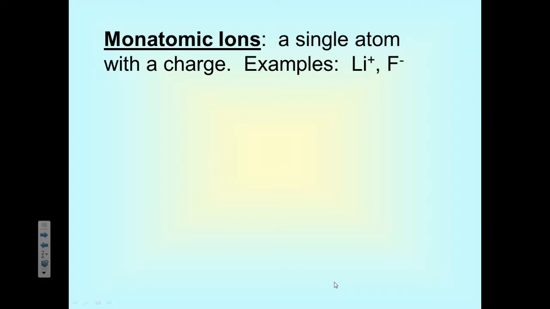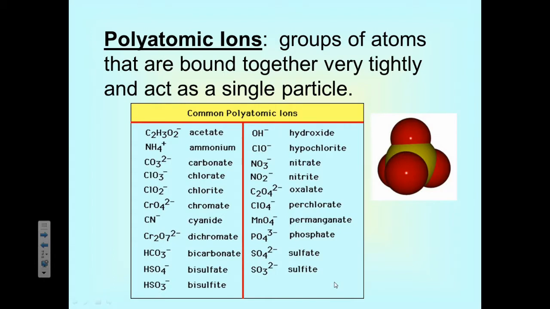Finally, there are some different terms, monatomic and polyatomic. Monatomic, mono means 1, so it's a single atom that has a charge. Polyatomic is when you've got a whole group of atoms and they stay together. They kind of act like a single element in that way, but they have an overall charge.